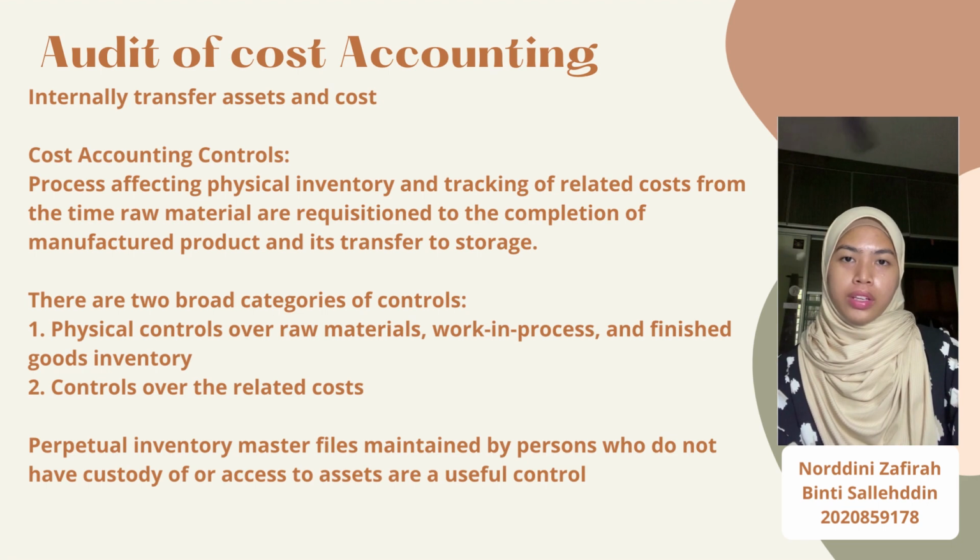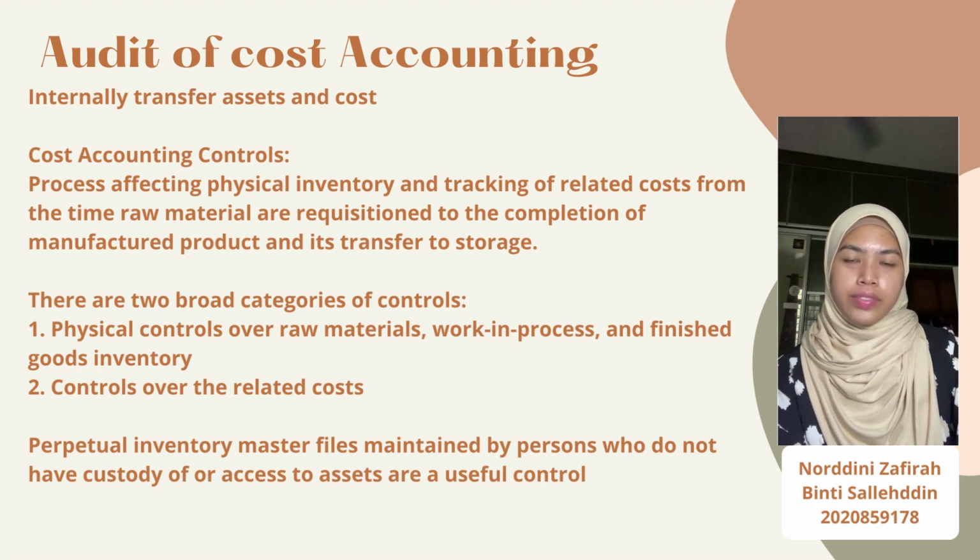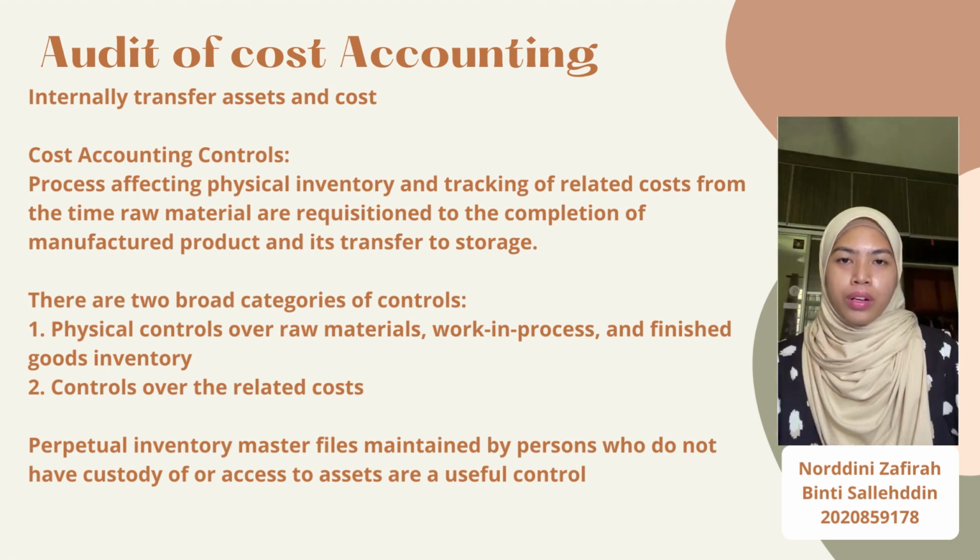There are two broad categories of control. The first one is physical controls over raw materials, work in process, and finished goods inventory. One of the useful controls is having the perpetual master files maintained by persons who do not have custody of or access to the assets.